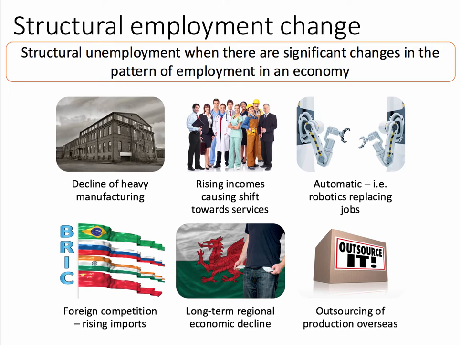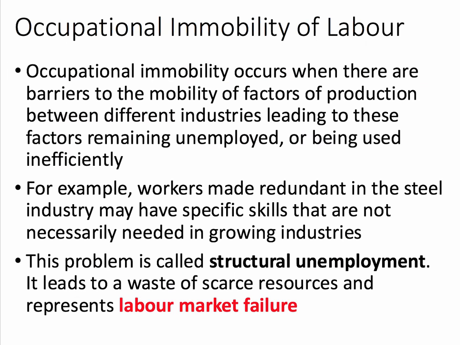So we see a process of structural employment change, and that can lead to unemployment, particularly when there is a high level of occupational immobility. So occupational immobility happens when there are barriers to the mobility of labour between different industries, and that can lead to unemployment or workers being used inefficiently.